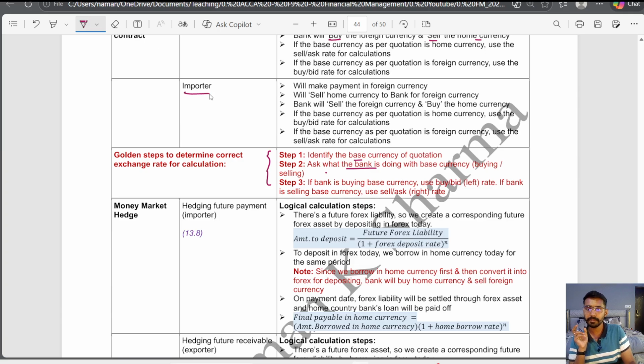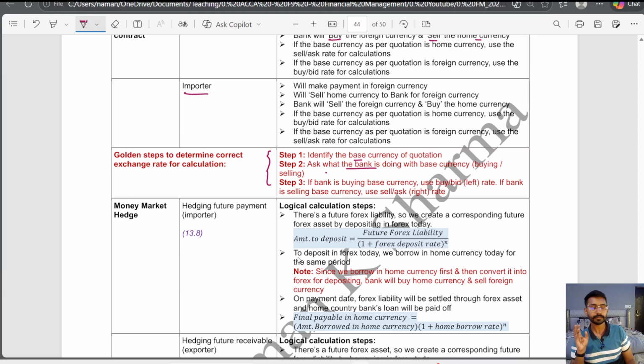For import, it will be exactly opposite. You are going to make the payment in foreign currency. If you are making the payment in foreign currency, you will go to the bank and ask for foreign currency. So the bank is selling foreign currency. Let's say in this case, the bank is selling dollars. If the bank is selling dollars, the bank is buying pounds. If the bank is buying pounds, the bank will take the buy rate.